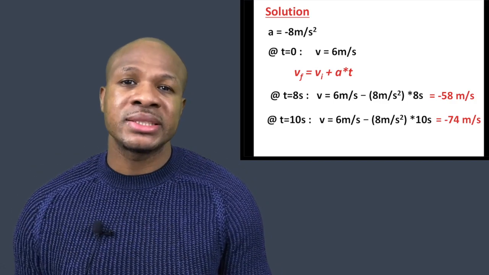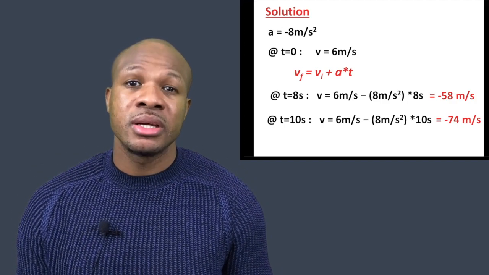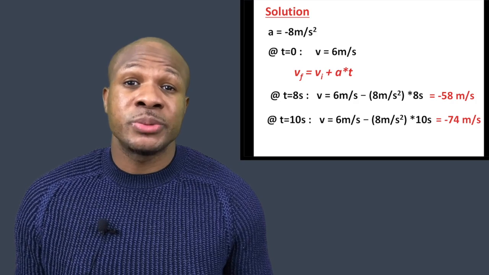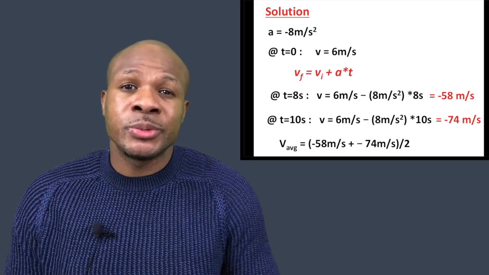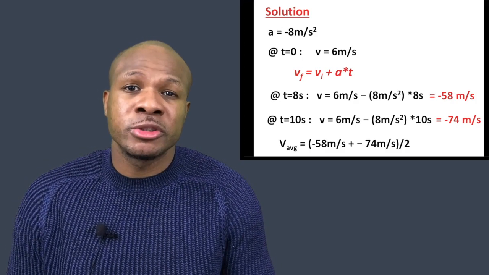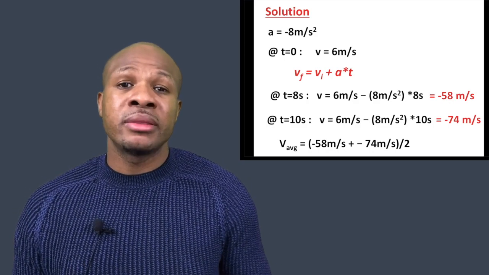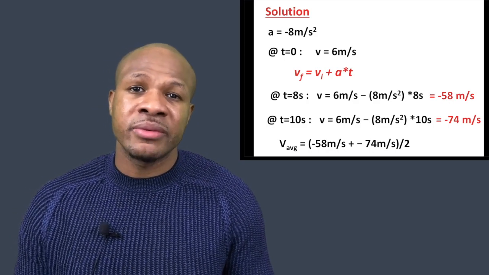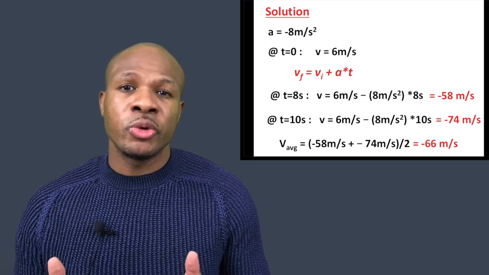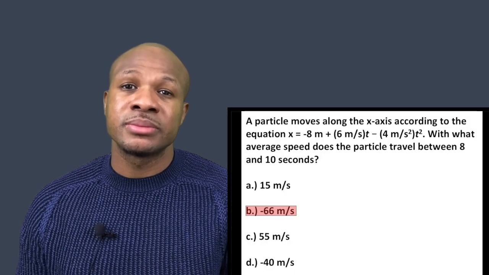We have our speed at 8 seconds and we have our speed at 10 seconds. So now we just need to get the average between those two speeds. And to get the average between two numbers, you just add up those two numbers and divide by 2. We add negative 58 plus negative 74 and divide by 2, and we get negative 66 meters per second.